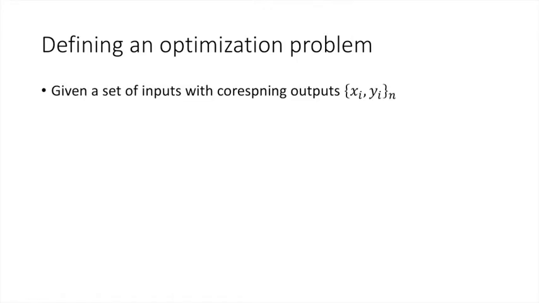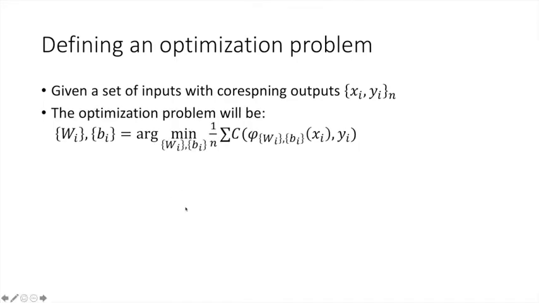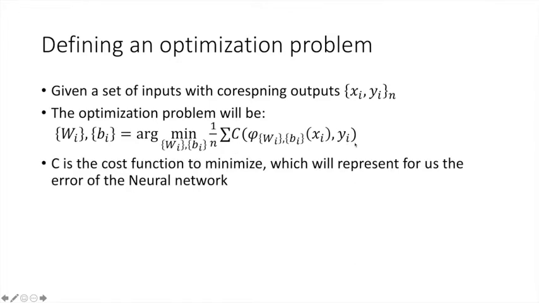So let's use optimization methods to find these weights and biases. For that, we need to define an optimization problem. Given a set of inputs with corresponding outputs, let's call them xi and yi, the optimization problem will be to find the wi and bi, those are the weights and the biases, that minimize the average cost function over applying the neural network using the weights and biases on the inputs and comparing them with the outputs. So C is the cost function to minimize.